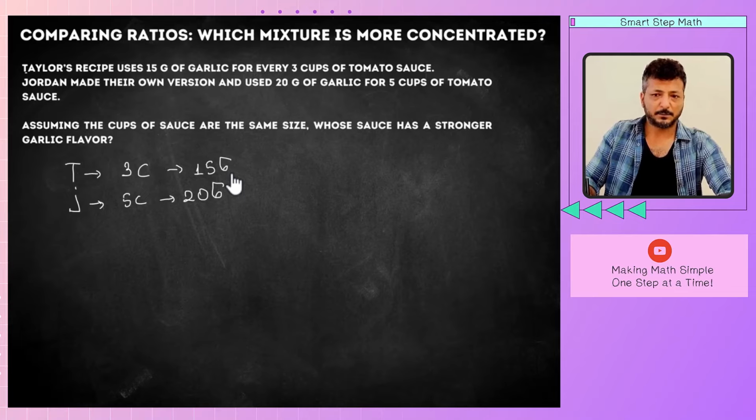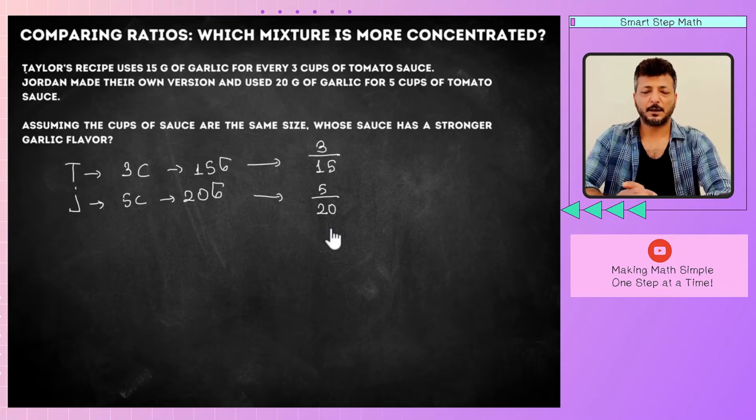For Tyler, for the tomato sauce, he prepares 3 cups of sauce and uses 15 grams of garlic. Jordan, on the other hand, prepares 5 cups of tomato sauce and uses a total of 20 grams of garlic. What is important for us here is the amounts of the sauces they prepared.